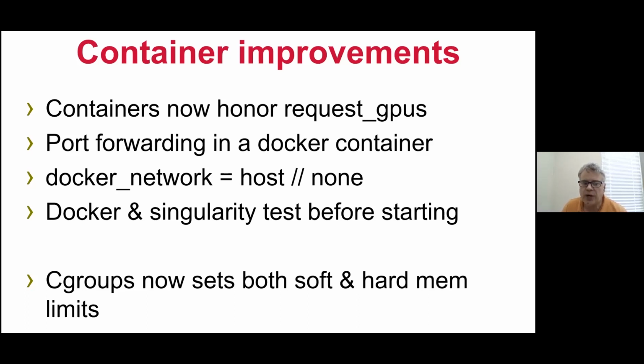We now support turning off networking in Docker jobs. So docker_network equals none. So if you want to have a very secure container that has no inbound or outbound network at all, you can say docker_network equals none, or docker_network equals host. And with docker_network equals host, the NAT is turned off, and you use the host network, which we found to be very valuable because the Docker NAT does not support IPv6. So if you need IPv6, you need to use the host-based networking.